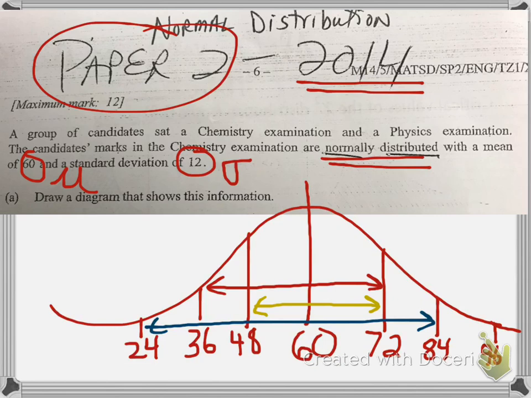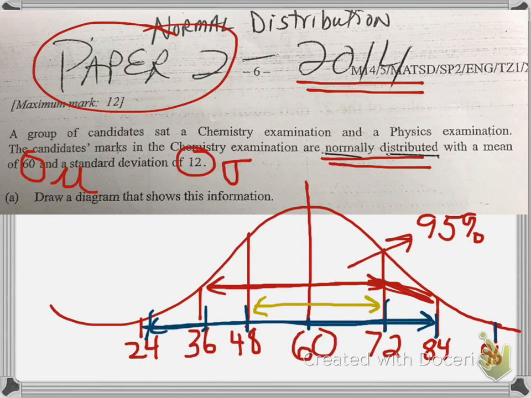So here we go. We got 1 standard deviation from the mean. That's the gold. 2 standard deviations go way out here. Okay. So 95% are going to be between 84 and 36. All right. And 3 standard deviations from the mean. 1, 2, 3. 1, 2, 3 to the right. 99.7% of the scores are going to be between 24 and 96.